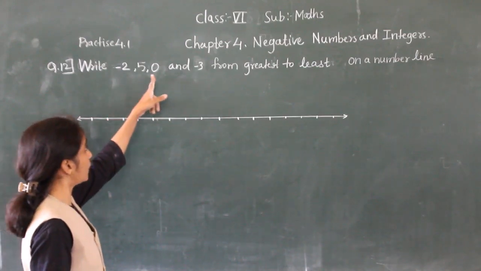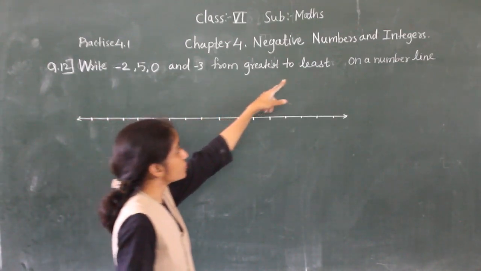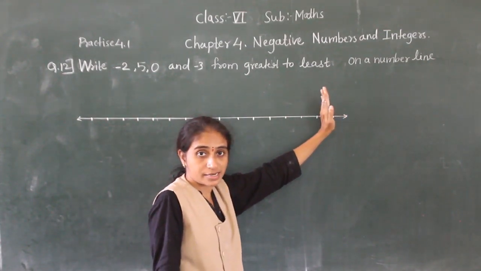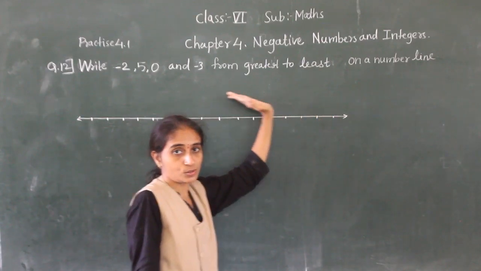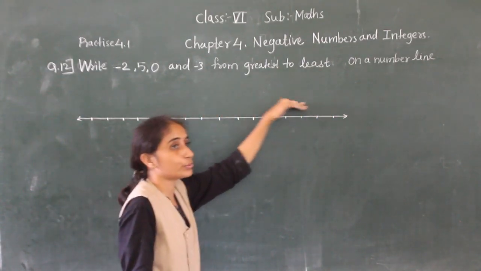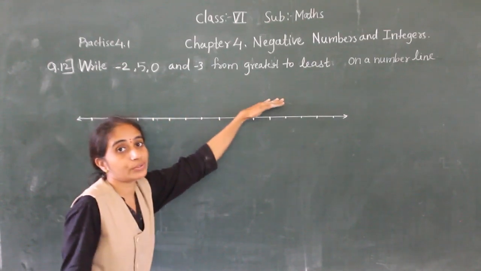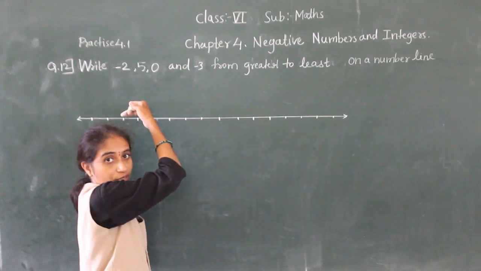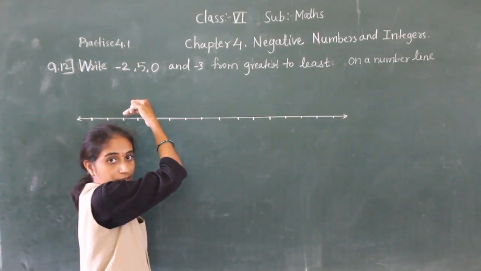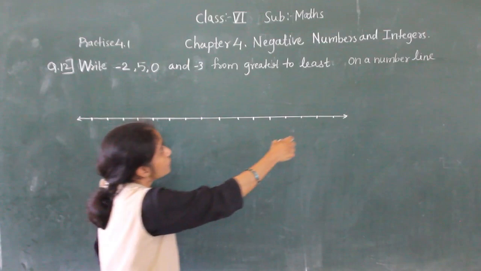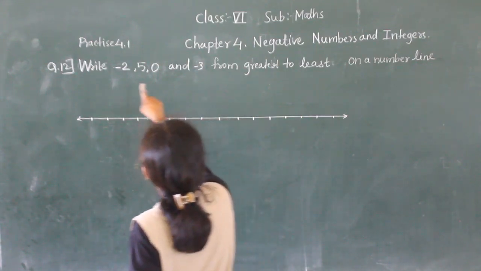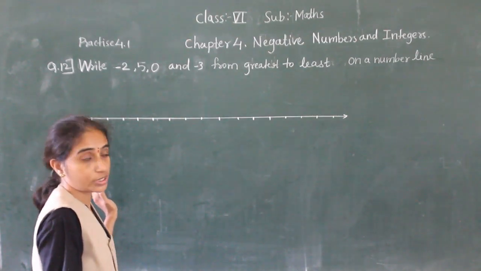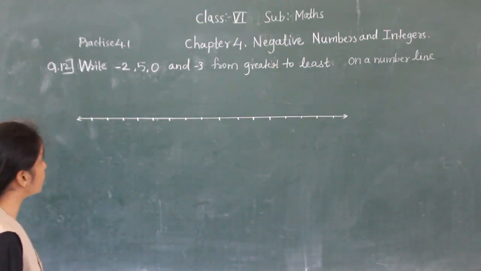Write minus 2, 5, 0 and minus 3 from greatest to least on a number line. Greatest to least means big to small, in decreasing order. So now, if you observe, first we will start with the positive integer.